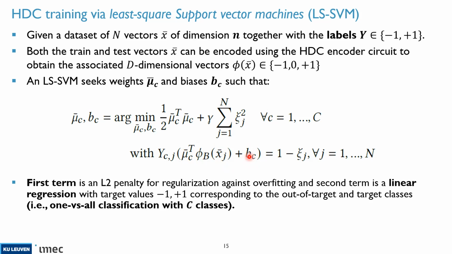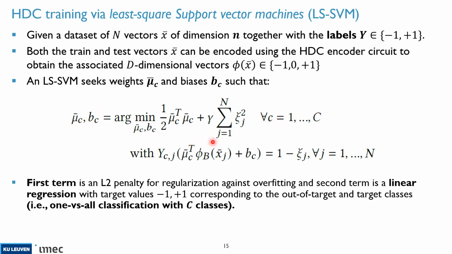And in the case where you have multiple classes, you can simply do a one versus all classification that basically casts the problem into a capital C, let's say, binary subproblems. So one versus all kind of classification there. So you learn a capital C of different class prototypes, mu-C and BC.